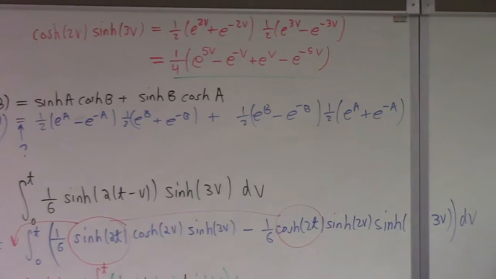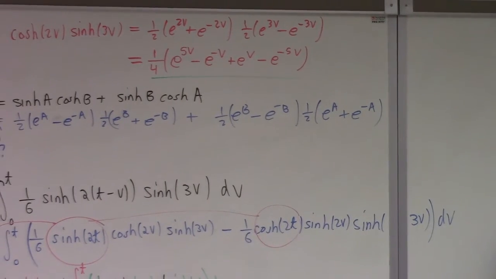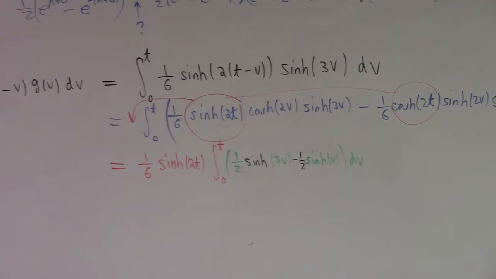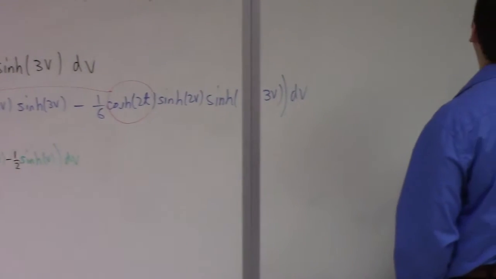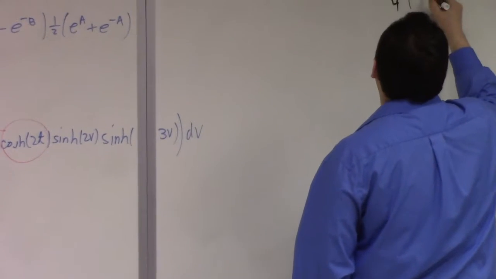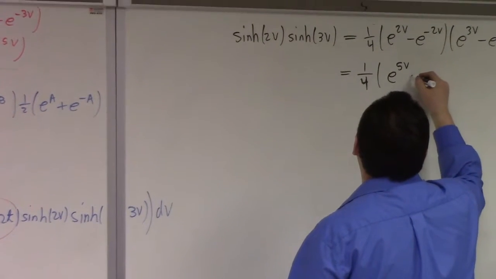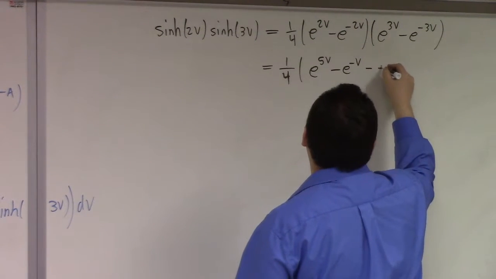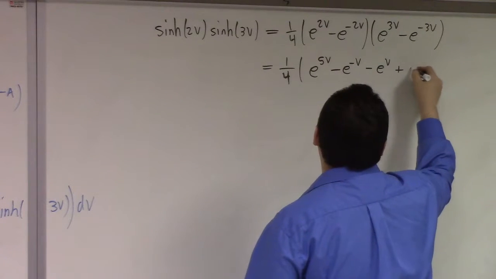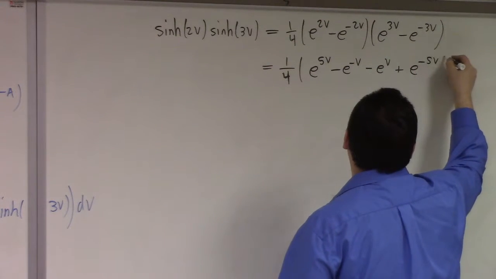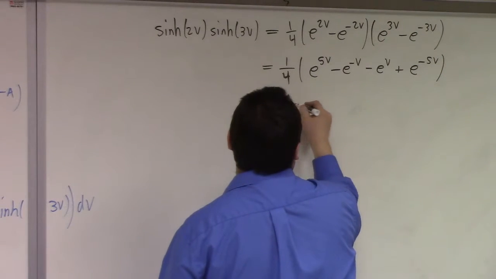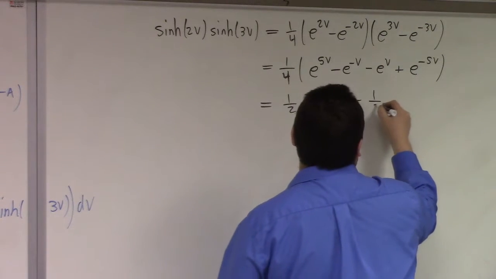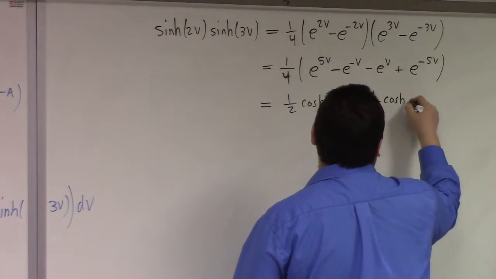Let's see here. 3v, all on purpose as usual. 1/4 (e to the 2v minus e to the minus 2v)(e to the 3v minus e to the minus 3v). FOIL this thing out. e to the 5v minus e to the minus v minus e to the v plus e to the minus 5v. Hey, now we got some coshs. So this is 1/2 cosh 5v minus 1/2 cosh v.